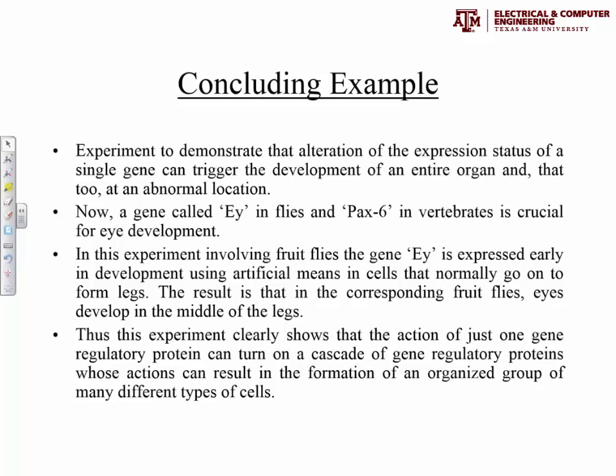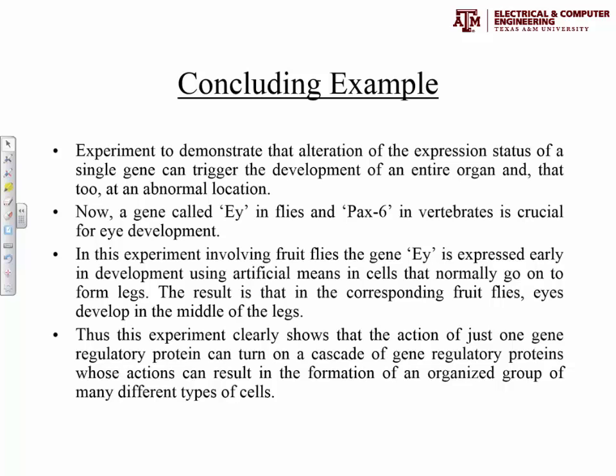Now, this is a very interesting example. This is an experiment to demonstrate that alteration of the expression status of a single gene can trigger the development of an entire organ, and that too at an abnormal location. There's a gene called EY, or eyeless, in flies, and it's called PAX6 in vertebrates. It's crucial for eye development.